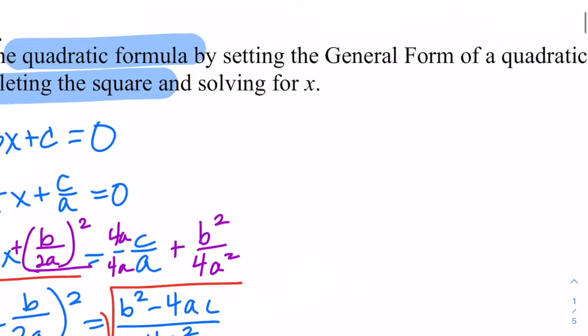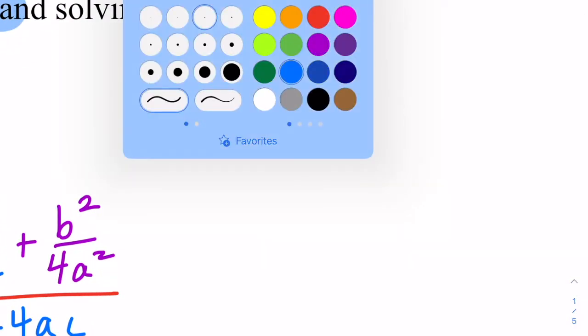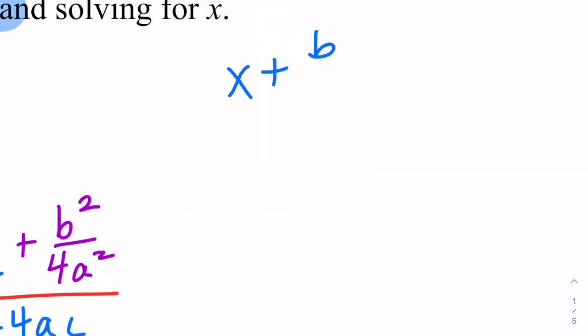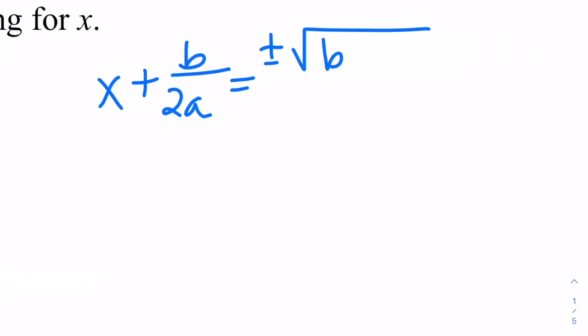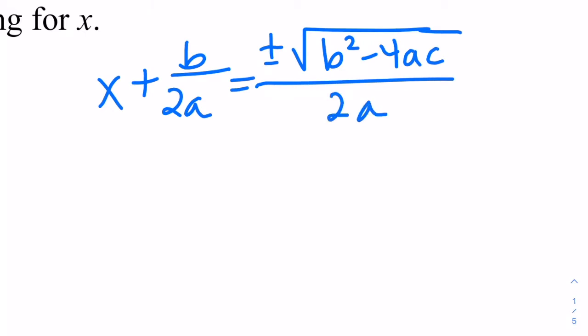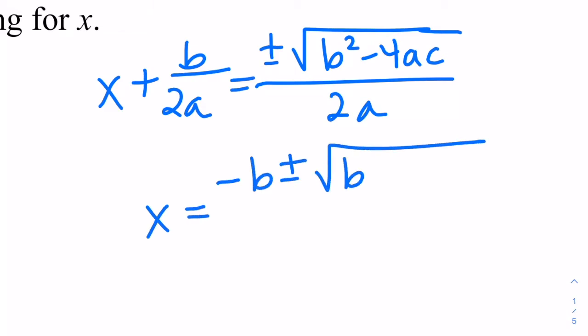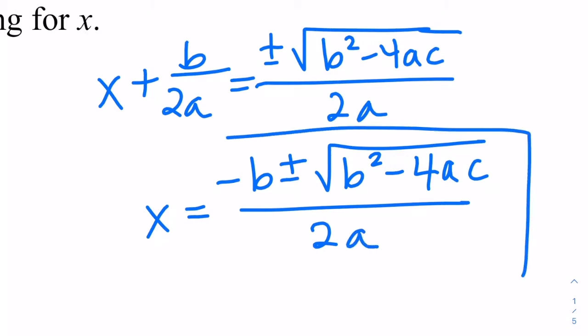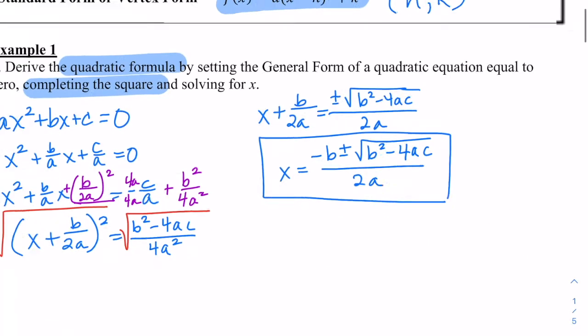When we take the square root of both sides, we'll get x plus b over 2a. And then on the right side, it'll be plus and minus square root b squared minus 4ac in the numerator. And then the square root of 4a squared will be also 2a. The last step is to subtract b from both sides. So we get negative b plus or minus the square root of b squared minus 4ac over 2a. So we're getting those two roots.